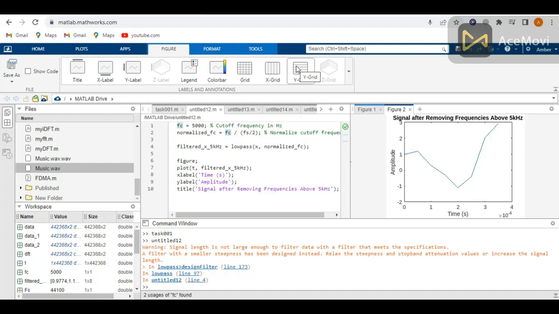When I remove this frequency, the effect of removing frequencies above 5k Hz is that the high frequency components of the signal will be attenuated or eliminated. So in the plot, you will observe that the high frequency oscillations and details present in the original signal are reduced, and the resulting signal will have reduced bandwidth. So this is the signal after removing frequencies.